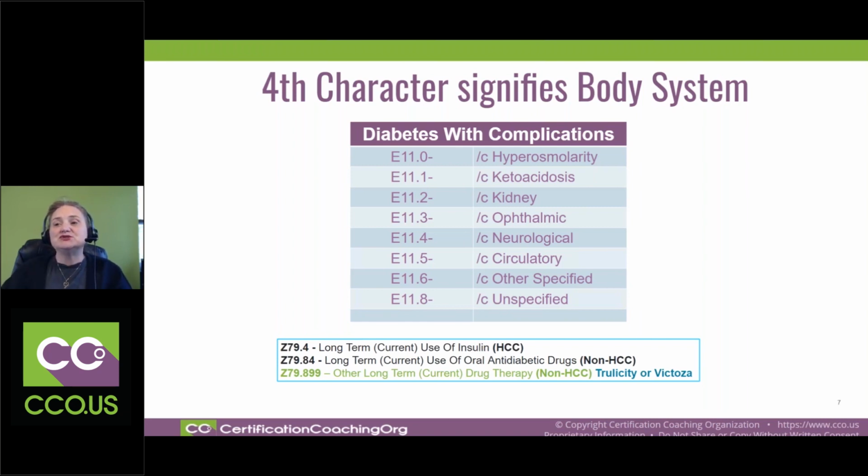But if a patient's on Trulicity or Victoza, then that is one that needs to be accounted for, and that would be a Z79.899, because your providers are having to manage that. It's part of their medical decision making, and we want to make sure that that's captured. Now, if you talk about HCCs, this one doesn't carry an HCC. However, it does show that golden thread for MEAT.